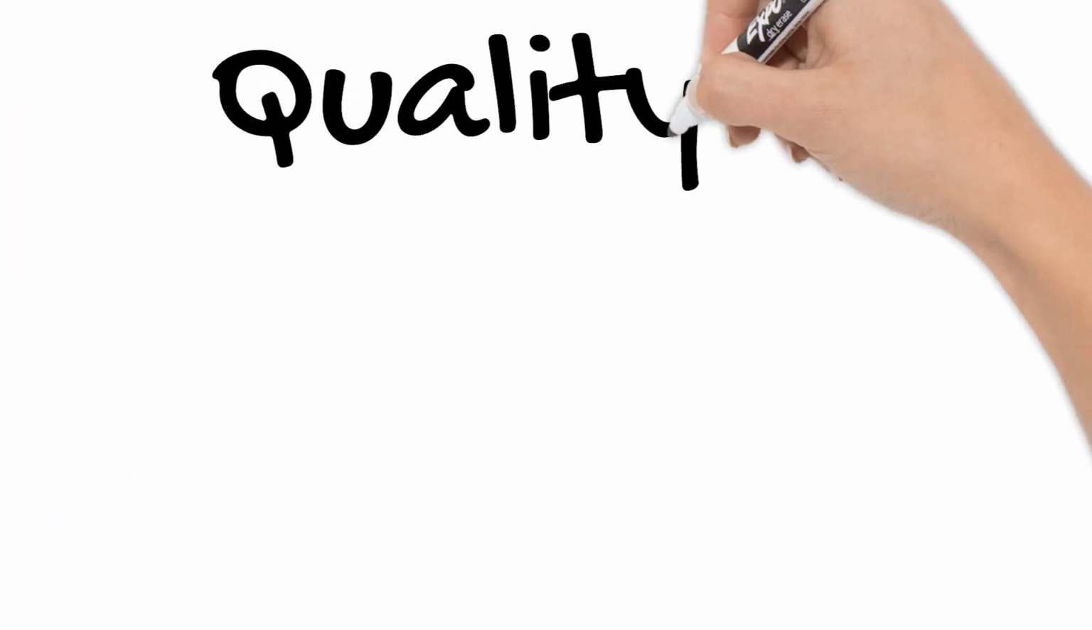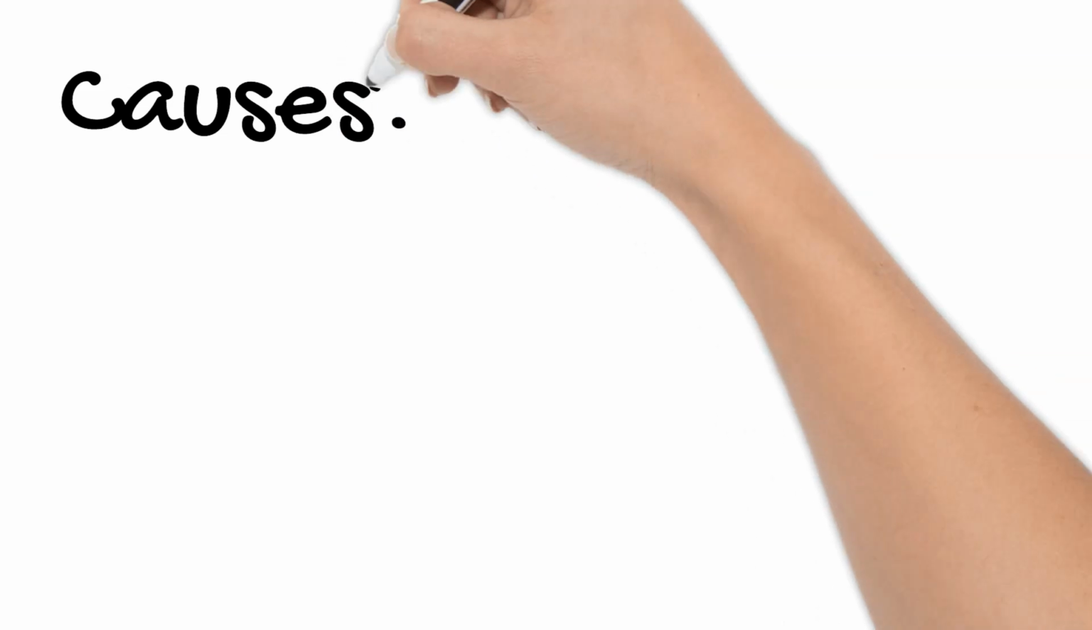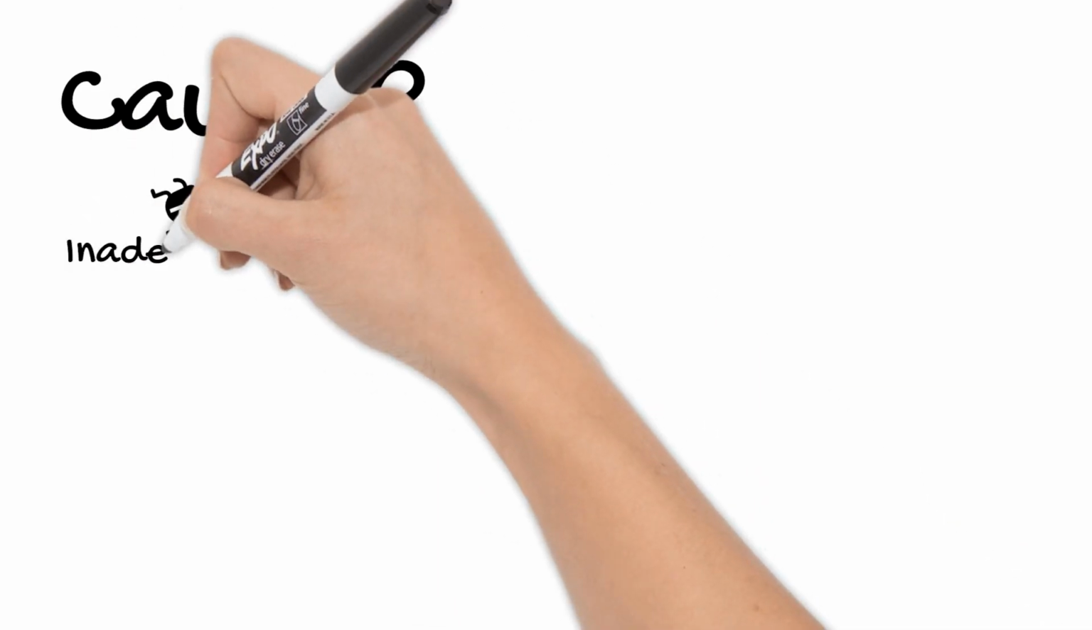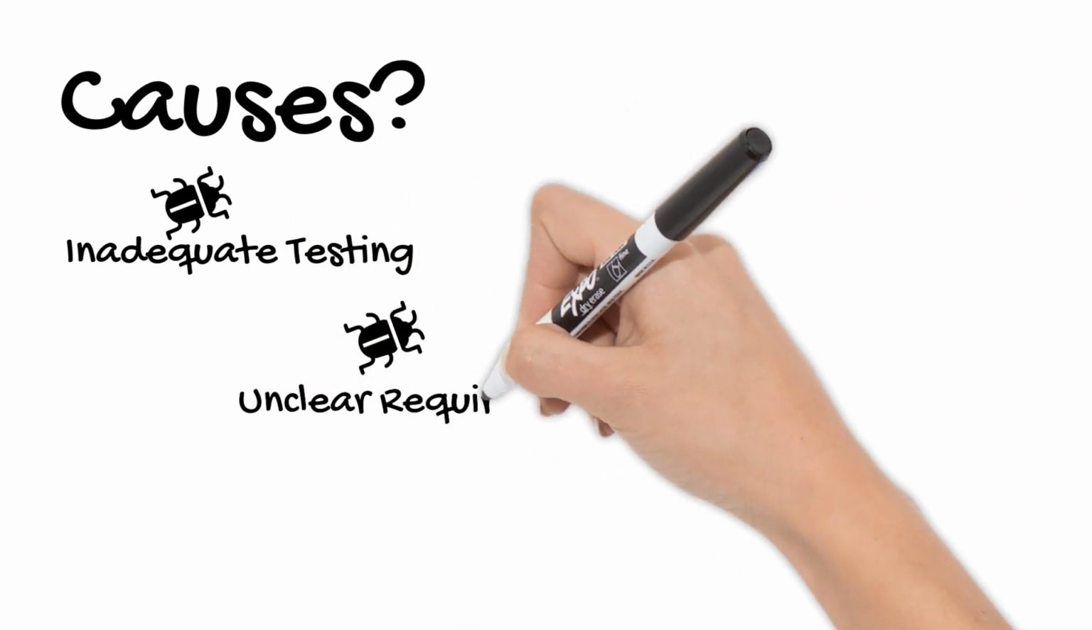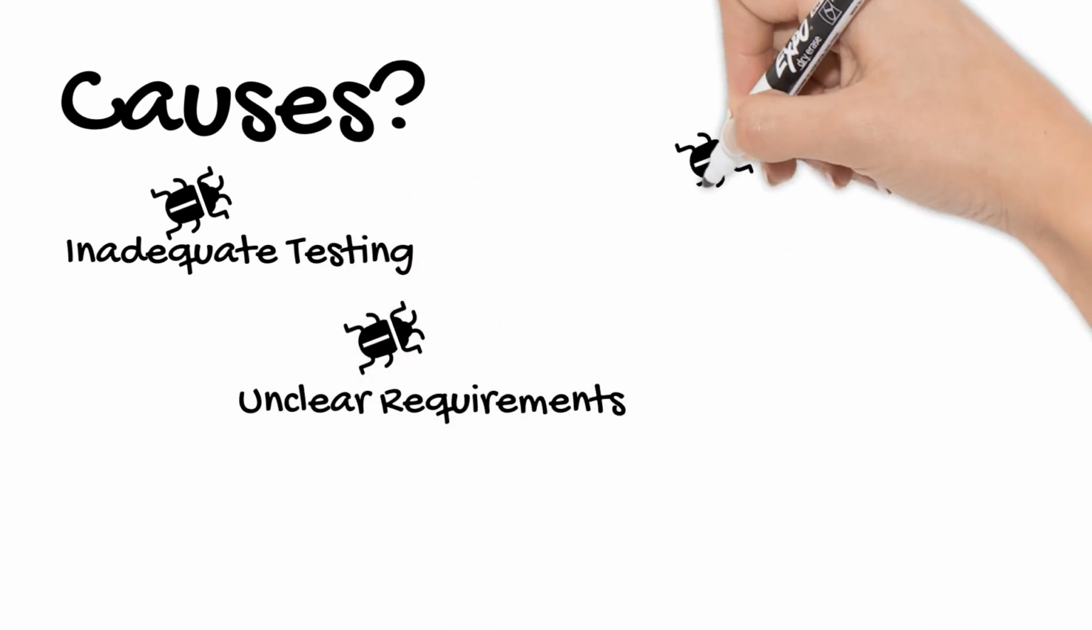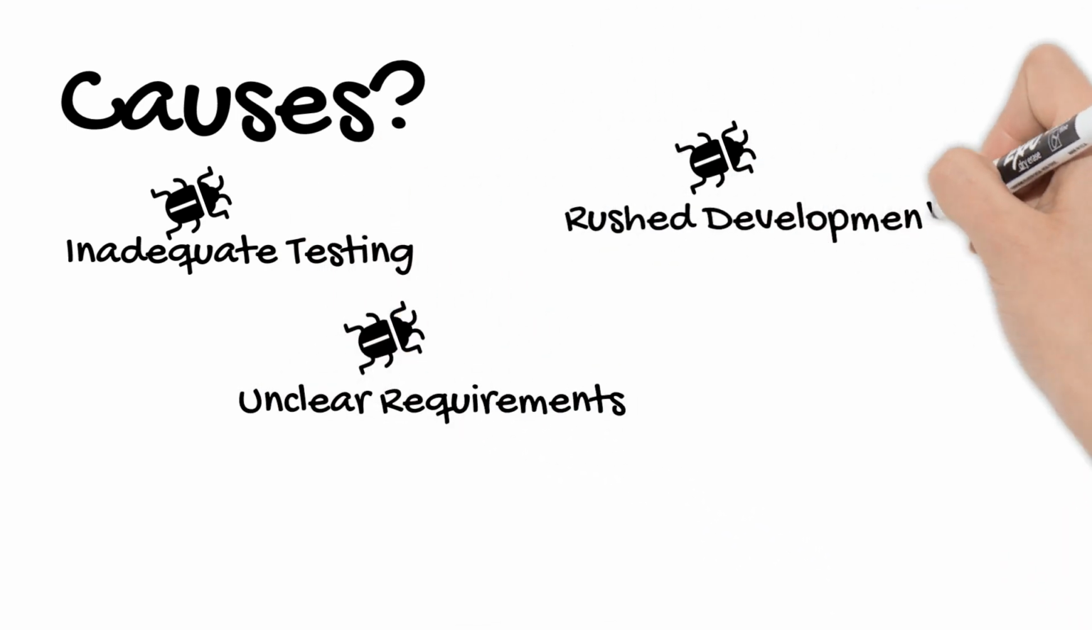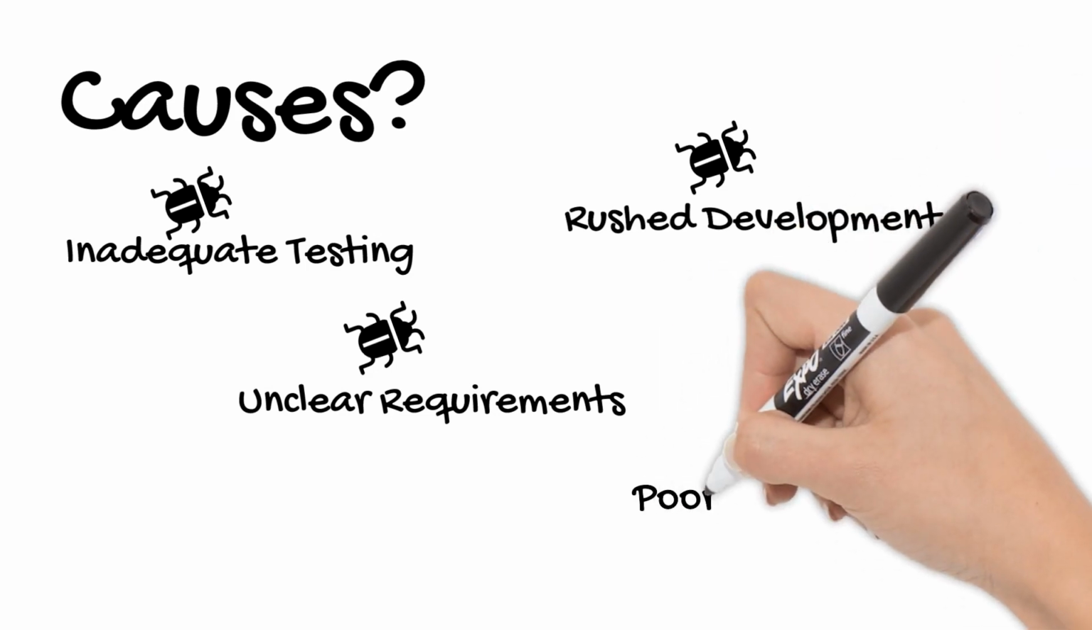Quality is everyone's responsibility in Lean-Agile methodologies. So what causes defects to escape in the first place? Several factors contribute to escape defects, including inadequate testing, unclear requirements, rushed development, and poor communications among team members.